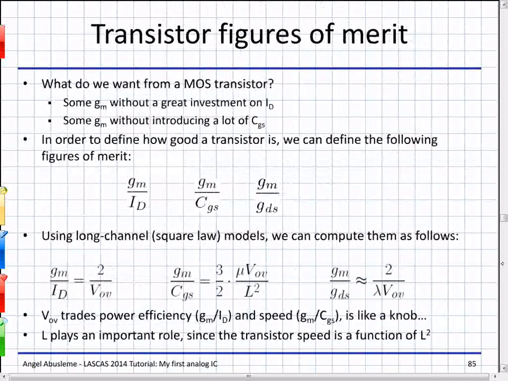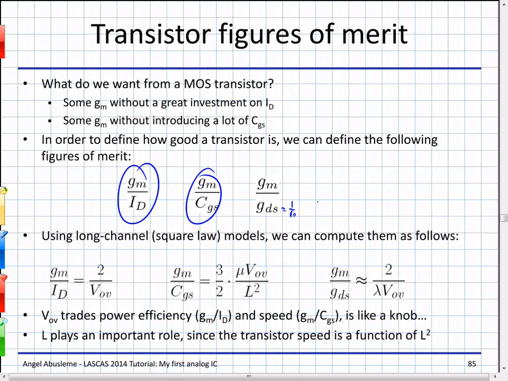There's a few figures of merit for any one transistor that we use. We want a lot of GM without investing a lot of current. So one figure of merit is how much GM per unit of current I get, GM over ID. We want some GM without introducing too much capacitance. So another figure of merit is GM over CGS. And we want to know, of course, the intrinsic gain of this transistor, GM over GDS, where GDS is 1 over R0. So these three are our transistor figures of merit.